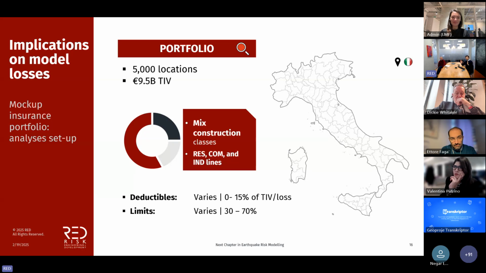The portfolio makeup is the following. We are now showing a portfolio for Italy that is composed of about 5,000 locations, geographically sparse, composed of risks/assets. We have mixed construction classes like reinforced concrete, masonry, steel, and so on, and varying lines of business like residential, commercial, and industrial. We apply variable policy terms and conditions like deductibles from 0 to 15% of the total insured value or loss, which is supported by Oasis, and limits that vary between 30 to 70%.